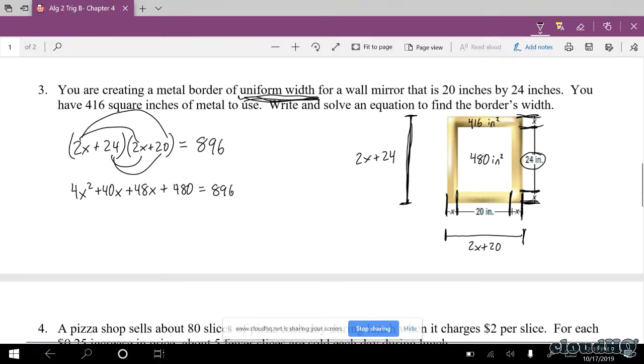And now I want to simplify this and have it set equal to 0 at the same time. So I'll subtract 896 and combine my like terms. 4x squared plus 88x minus 416 is equal to 0.